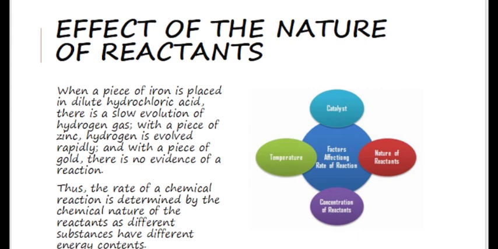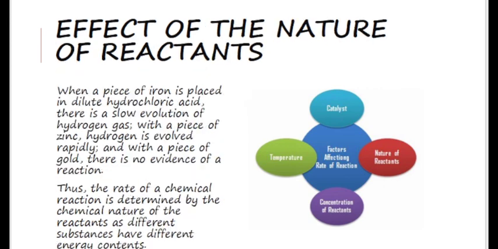Now, when a piece of iron is placed in dilute hydrochloric acid, there is a slow evolution of hydrogen gas. With a piece of zinc, hydrogen is evolved more rapidly, and with a piece of gold, there is no evidence of reaction. Thus, the rate of a chemical reaction is determined by the chemical nature of the reactant, as different substances have different energy content.